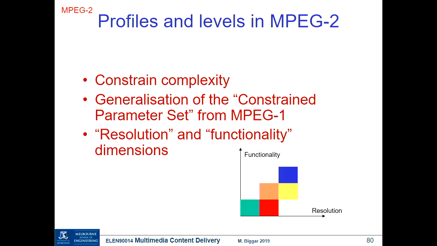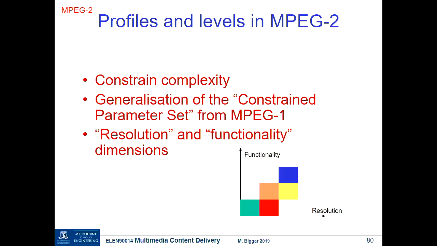So if you wanted a really simple, low-cost receiver, you're not going to want to build a chip that does HD and does 3D stereo imaging and stuff like that. So their solution was a generalisation of this constrained parameter set, and they defined 2 axes. One is picture resolution, and one is the functionality. Whereas in MPEG-1 we just had one constrained parameter set with limited functionality, limited resolution, in MPEG-2 there were specific combinations of the 2 that were defined.